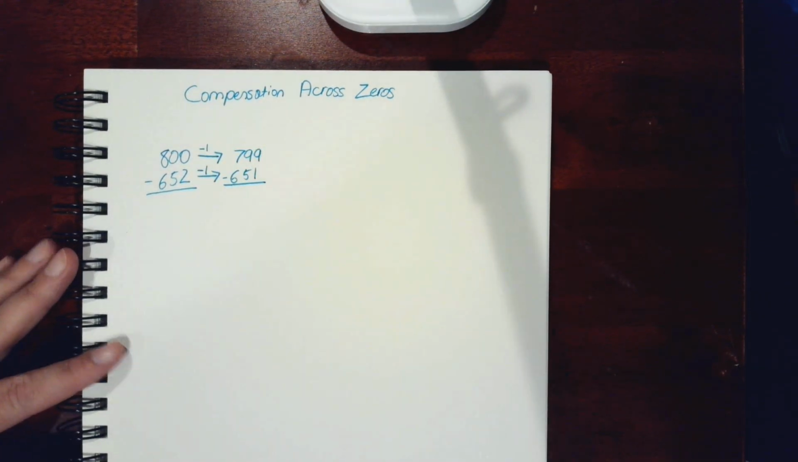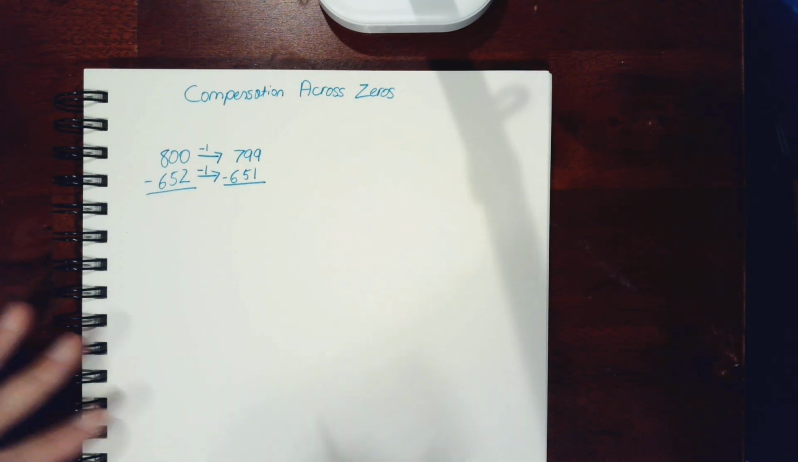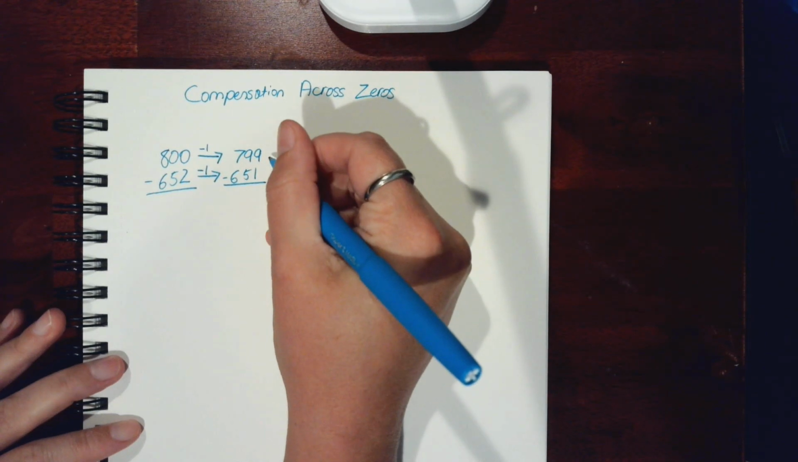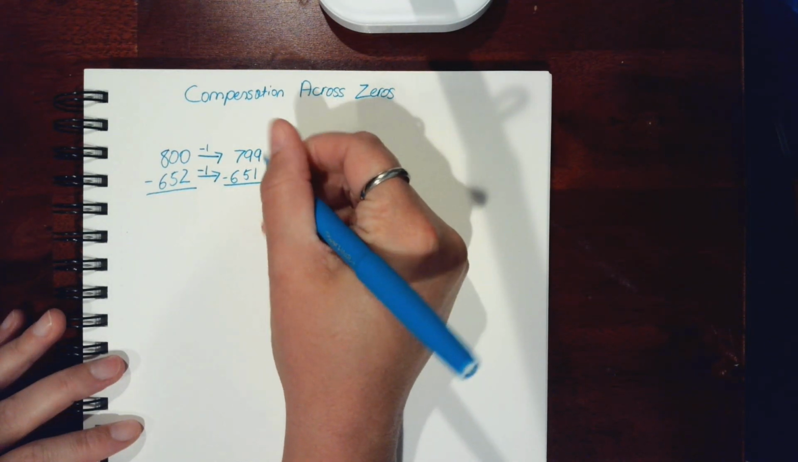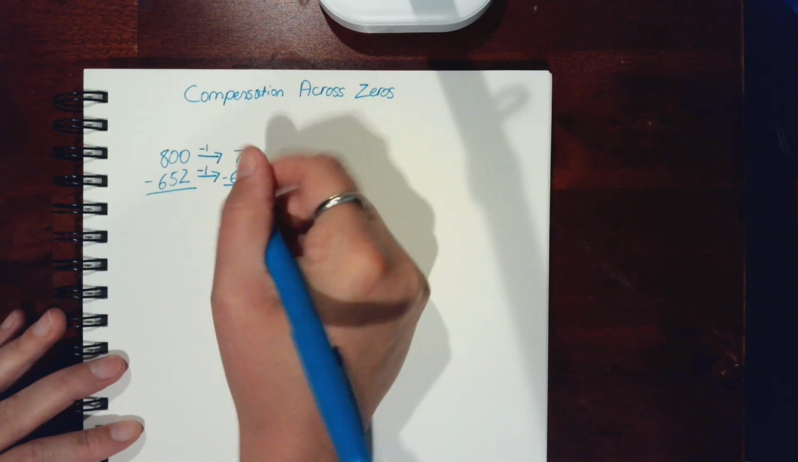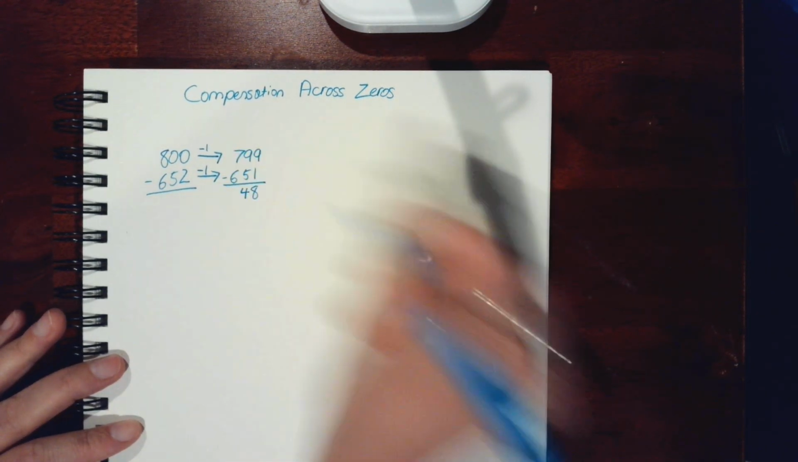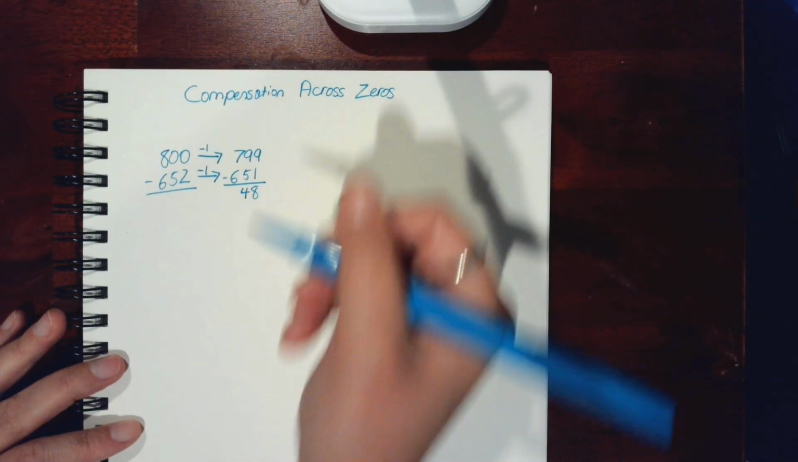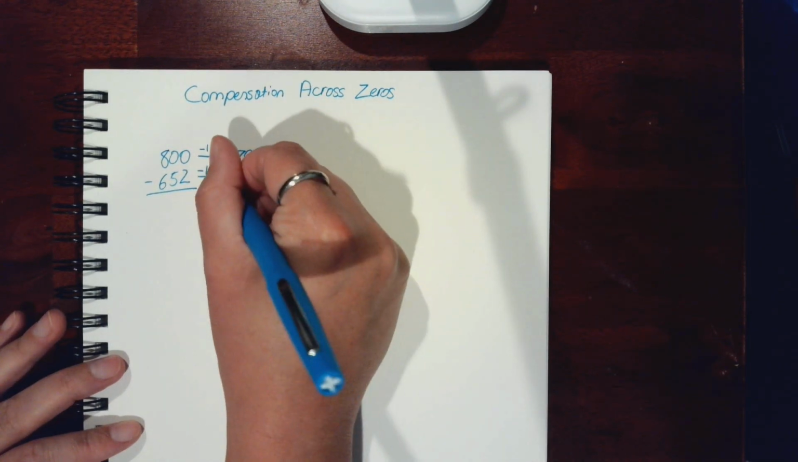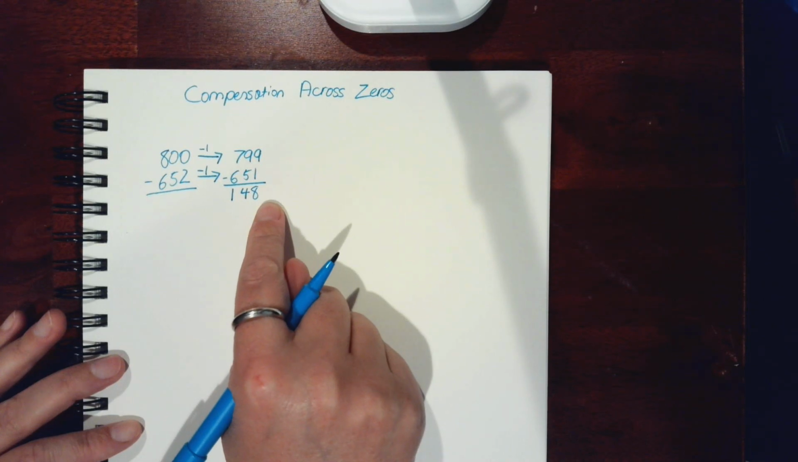This sets me up for a subtraction problem where I do not have to do any regrouping and I can go right ahead and subtract. Whenever we add or subtract, we always start in our ones place. So we're going to do 9 minus 1, which is 8. 9 tens minus 5 tens, which is 4 tens. And then 7 hundreds minus 6 hundreds, which is 1 hundred. So my difference is 148.